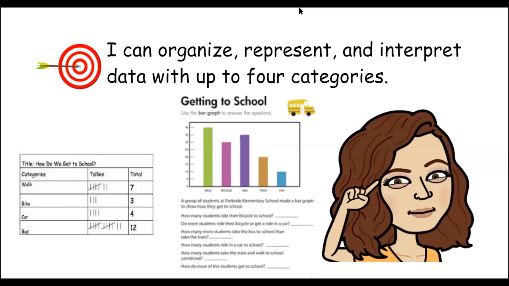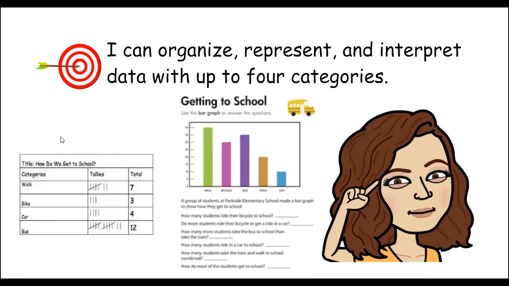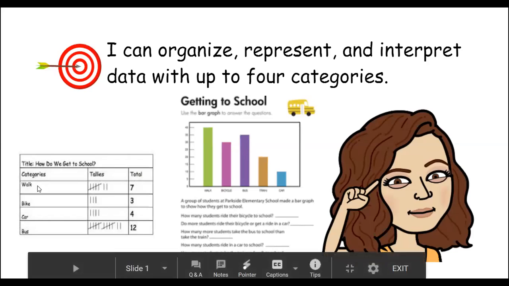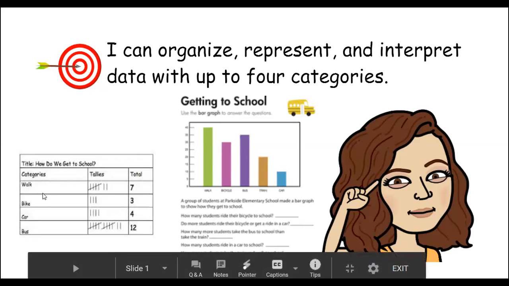That just means we are going to organize, for example, this tally chart you see on the screen, putting it in a way that's easy to figure out the totals for each category. Remember, category is the answers that you have to a survey question. For example, how do you get to school? You would supply the people that you are surveying with up to 4 categories. In this case, they used walking, biking, taking a car, or a bus.